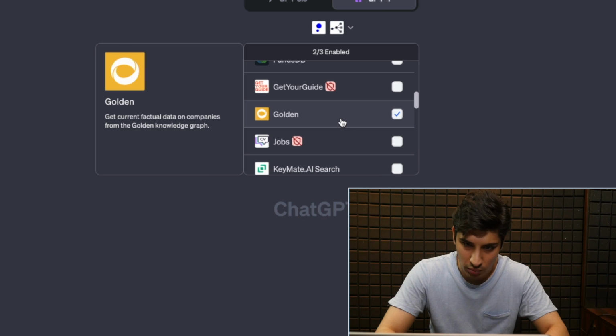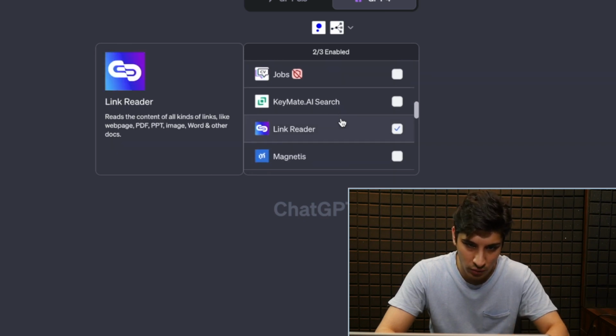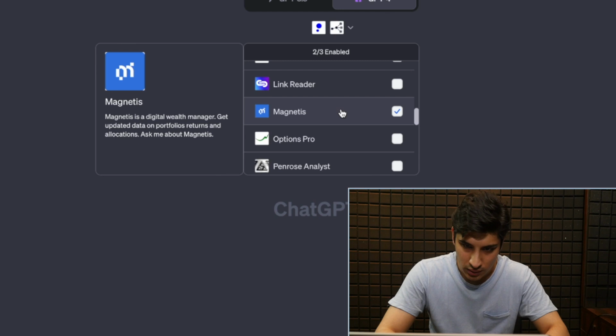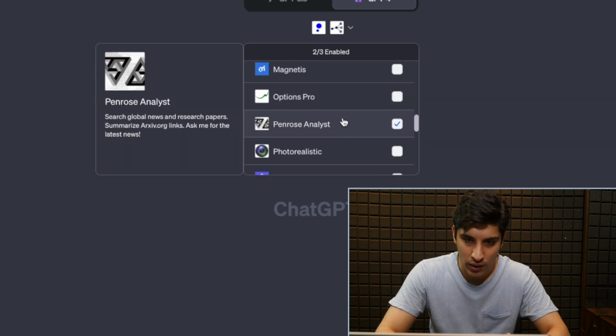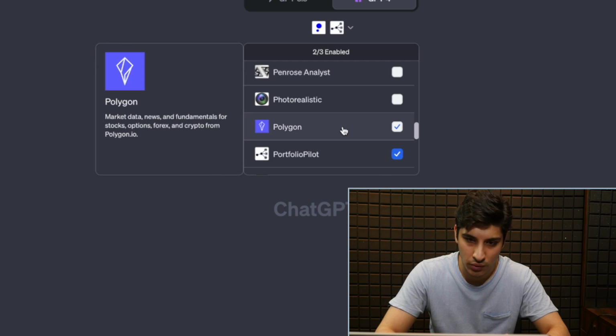I'll show you how to use a couple of these. I've used Golden before for factual data. Magnetis is a digital wealth manager. You can try that too. The Options Pro, I'm not really into options, so I haven't tested this yet. But if you're into options, probably you can try it out. Just click on a plugin, select it, and you can go and type how do we use this plugin. There's Penrose Analyst. I think this summarizes research papers and global news. So if you want to do some research into that, we can do that.